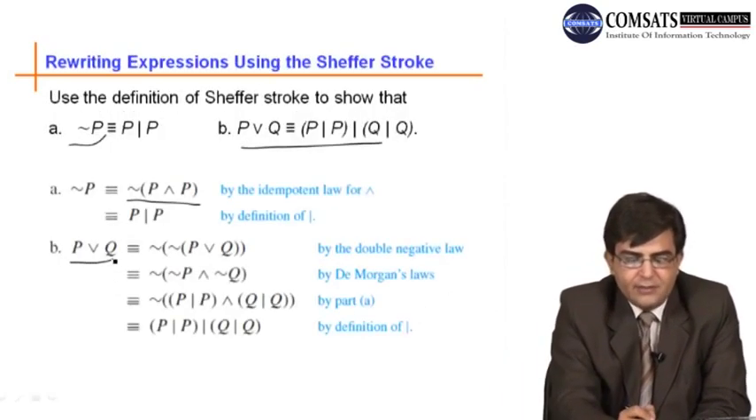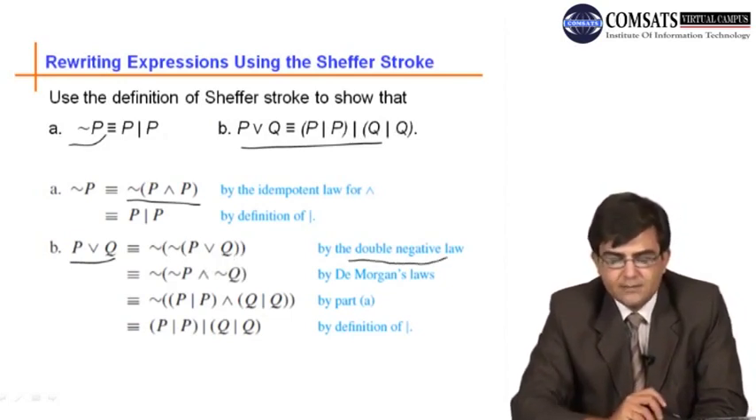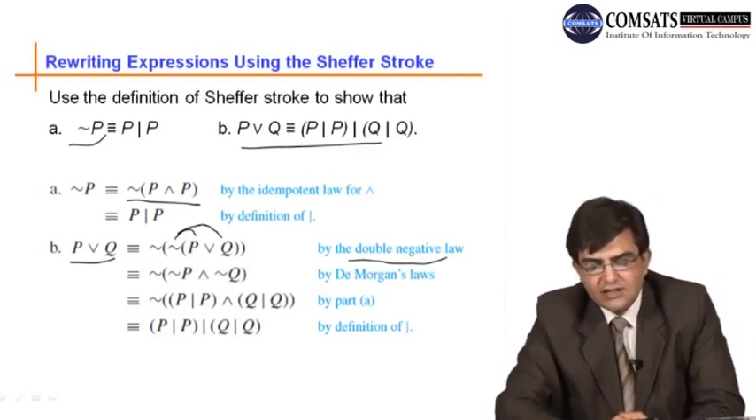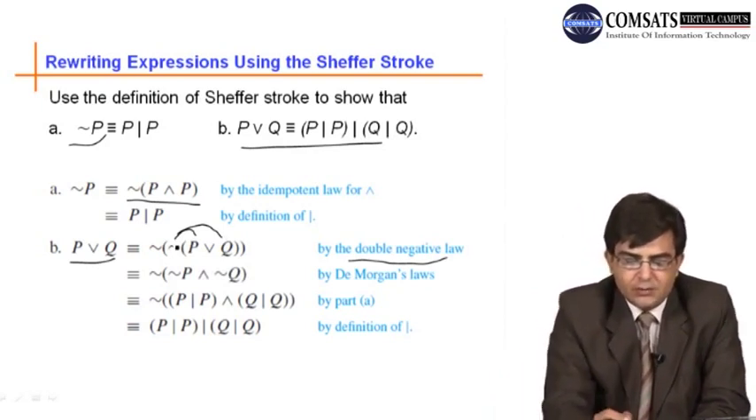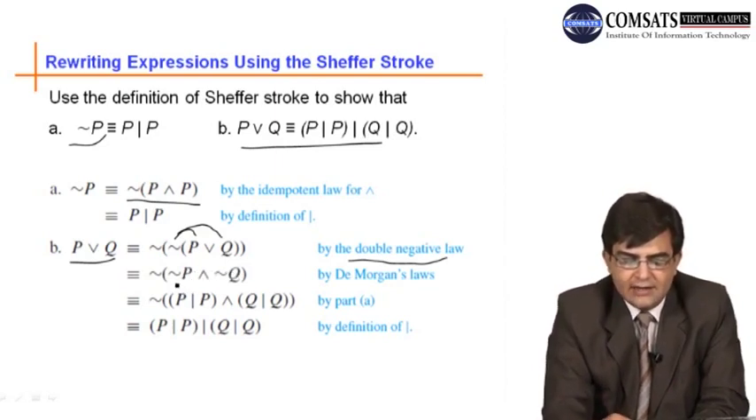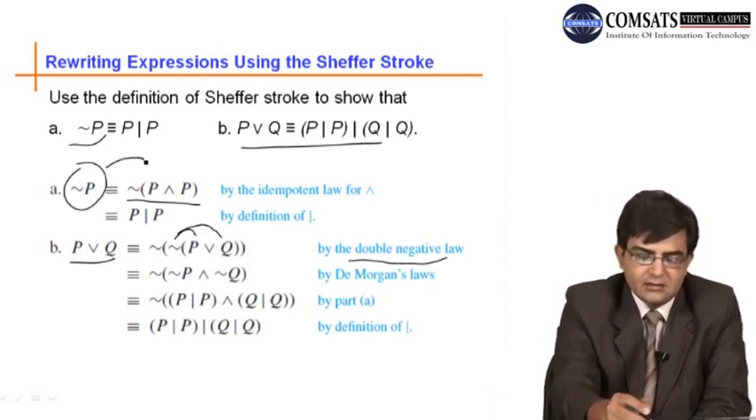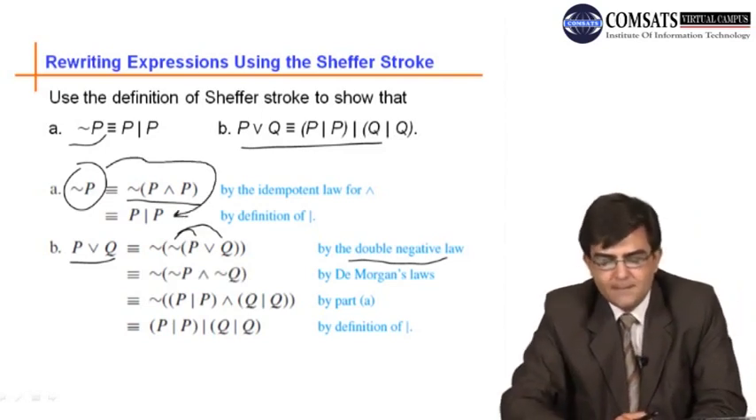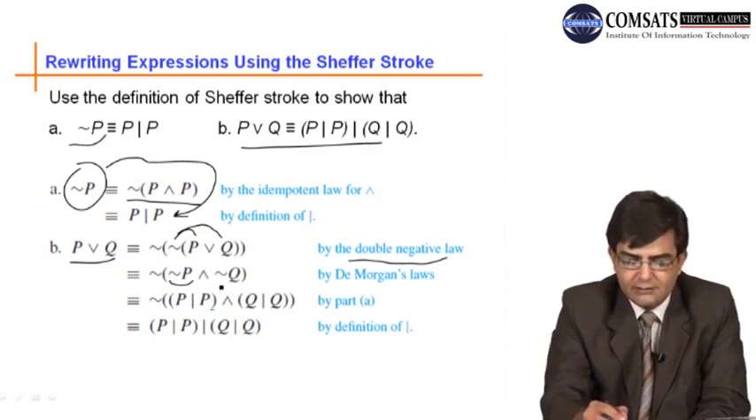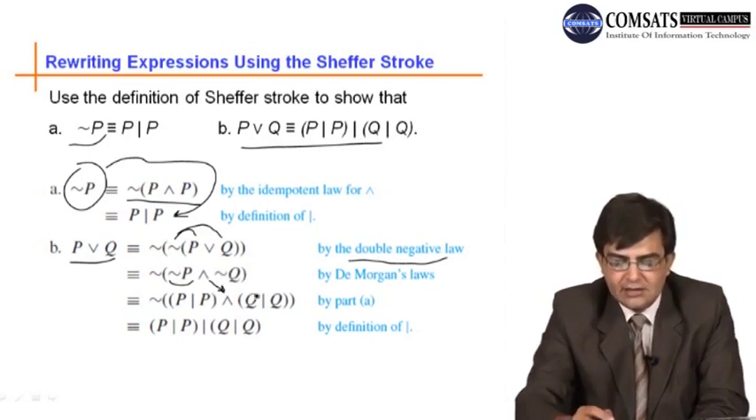So here we can write P or Q as not of not P or Q, which is the double negation law, and then we can apply the negation on this by using De Morgan's law. Not P or Q is logically equivalent to not P and not Q, and then by using part A, as we know that not P is logically equivalent to P Sheffer-Stroke P, here we can write not P as P Sheffer-Stroke P, and this remains same here, and not Q similarly by using part A we can write as Q Sheffer-Stroke Q.